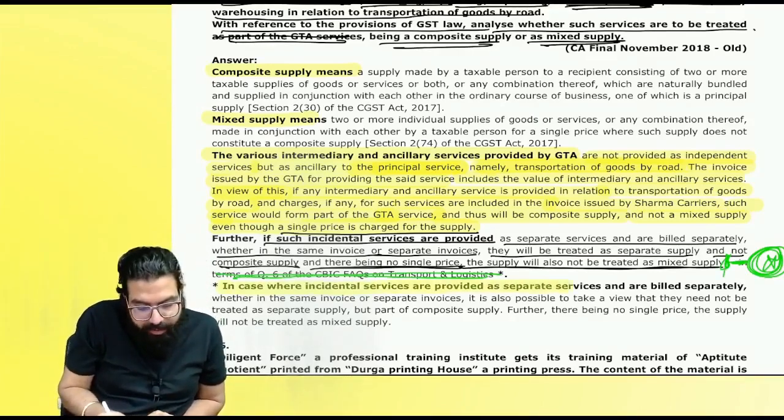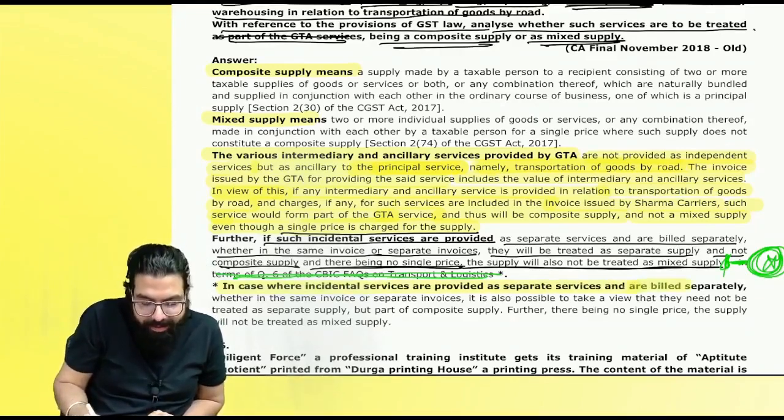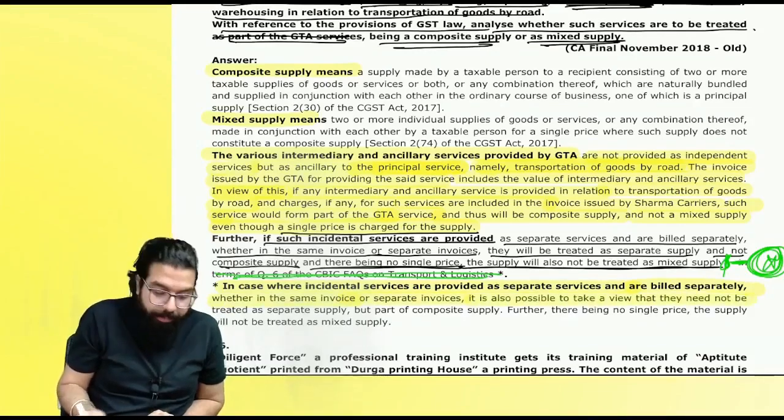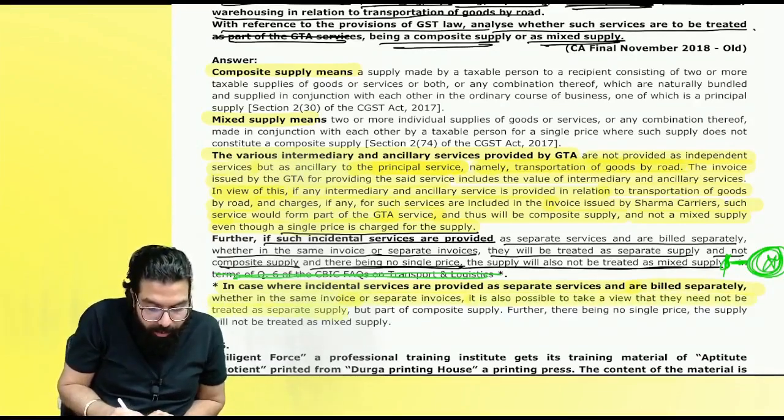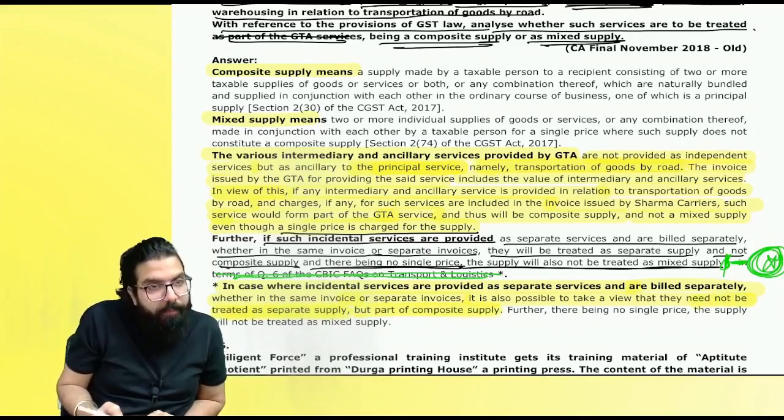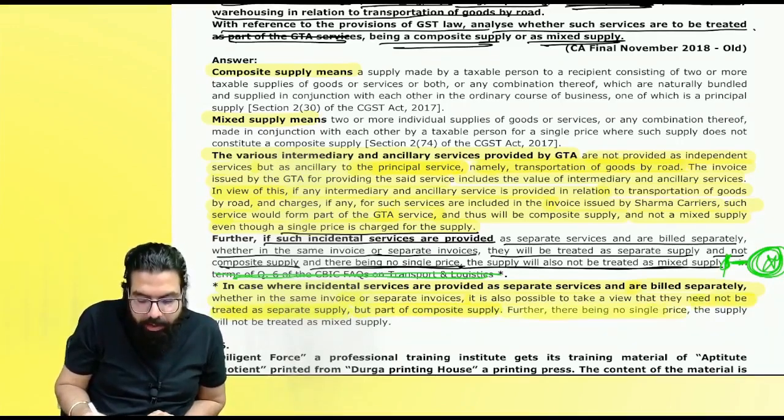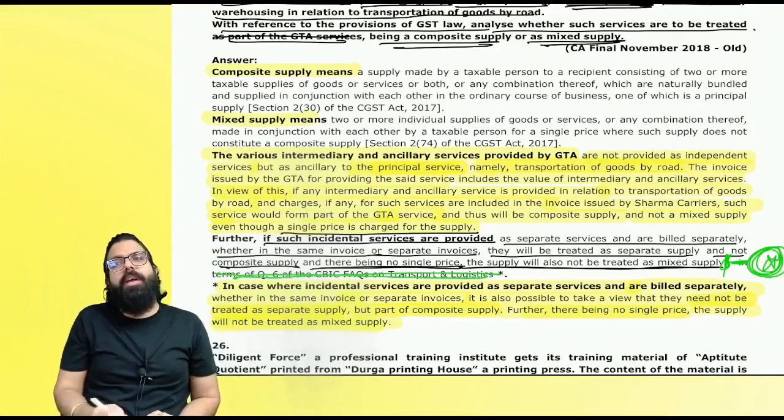Then, see. In case where incidental services are provided separately and billed separately, whether in the same invoice or separate invoice, it is also possible to take a view that they need not be treated as separate supply, but part of composite supply. Further, there being no single price, the supply can't be treated as mixed supply. It means what they are telling.